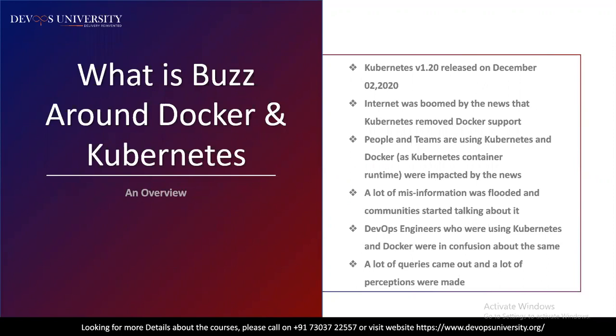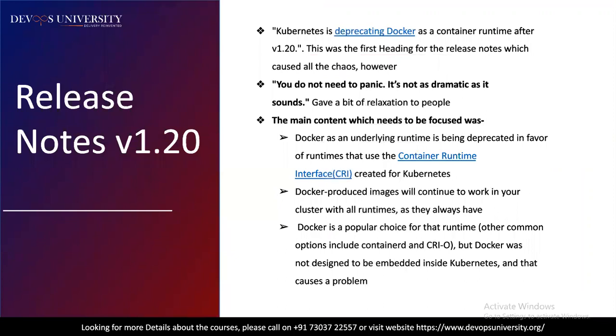Even DevOps engineers were confused about this news, about what was going to happen next. So let us take a look at the release notes of version 1.20. We'll get a better understanding of what exactly happened, what the Kubernetes version 1.20 release notes state, and what exactly came out. Here is a brief of the release notes of Kubernetes version 1.20.